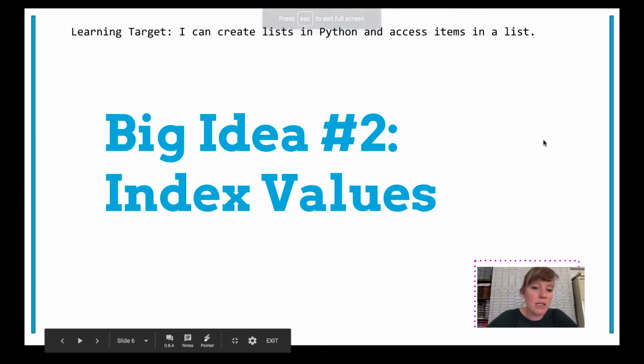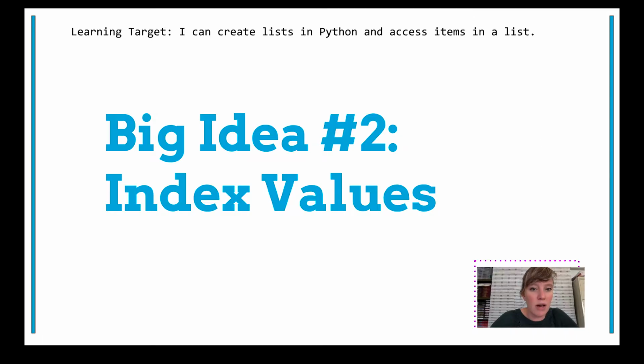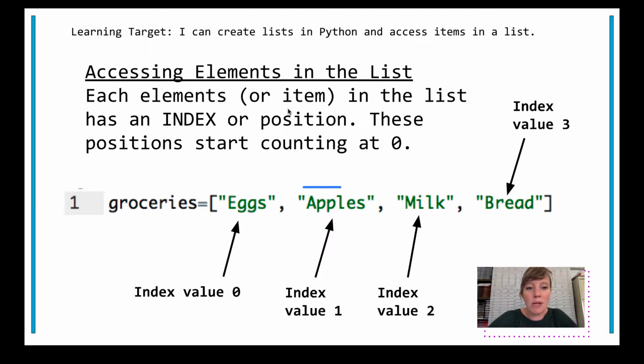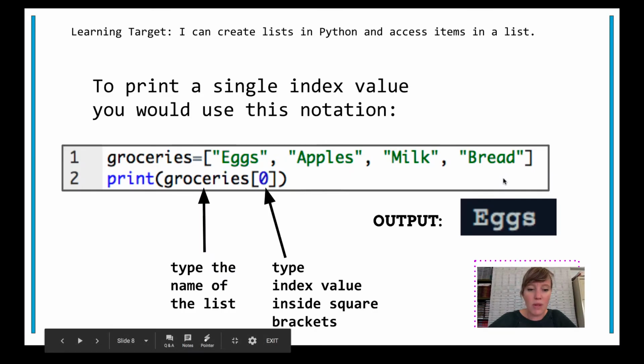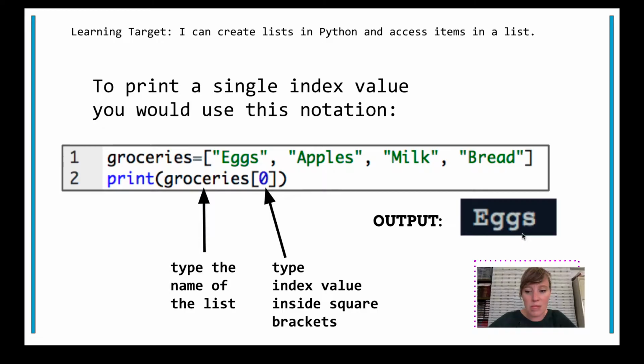Okay, the next idea is that of index values. Each item in a list can be accessed using its position. The first position, however, starts counting at 0. So the computer weirdly starts counting at 0 and not 1. So this eggs right here in this list has an index value of 0. Apples has an index value of 1, and so on. So if I wanted to just get one of the items in that list, I could say groceries, use a square bracket and then say 0. And what's going to happen there is that eggs is just going to print out.